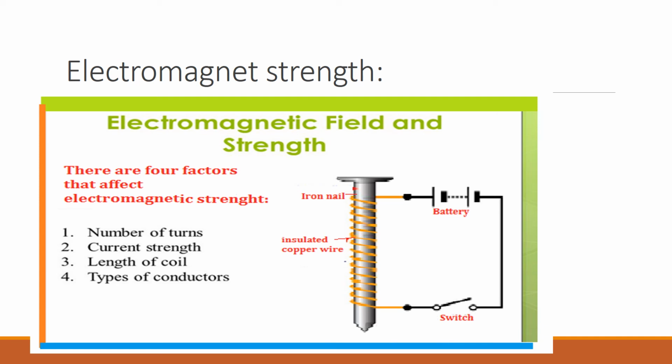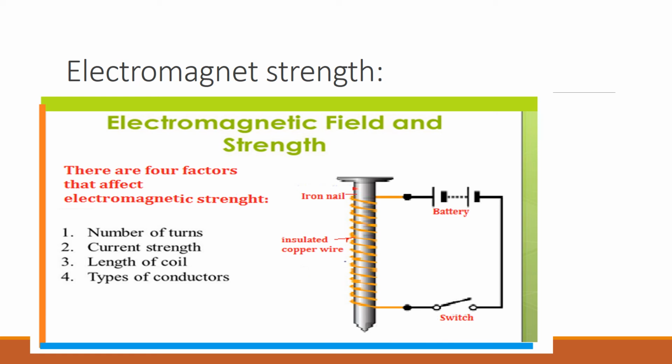Now, what determines the strength of an electromagnet? There are four factors that determine the strength of an electromagnet. One is the number of turns on the solenoid. And I'm not talking about the number of coils. Remember, the whole of that solenoid is called a coil. So some students make this misconception of stating the number of coils. It's not the number of coils, but the number of turns in the coil.